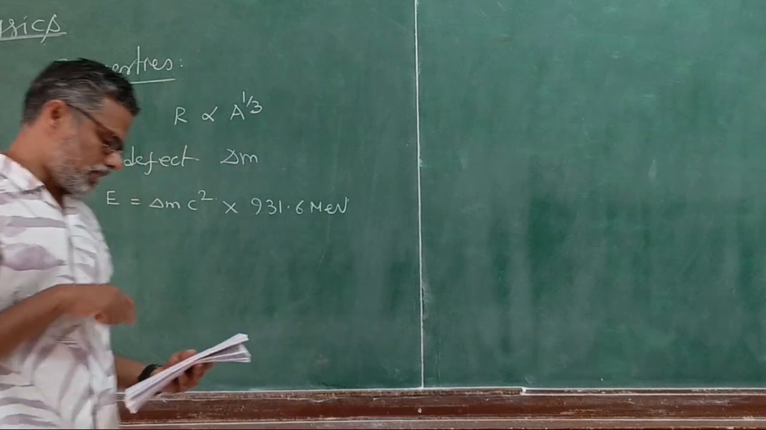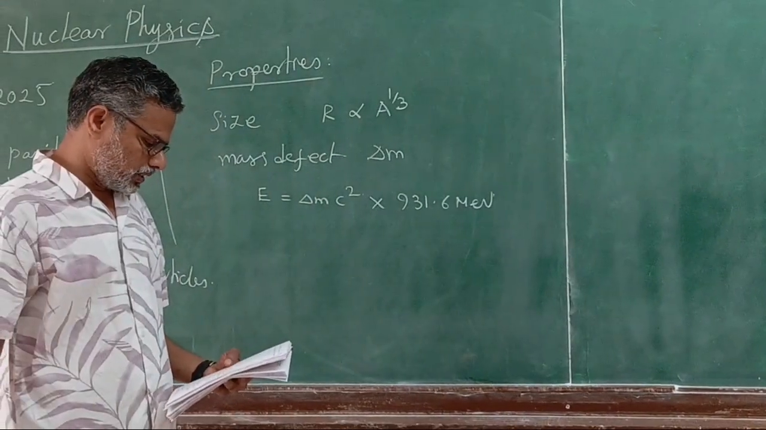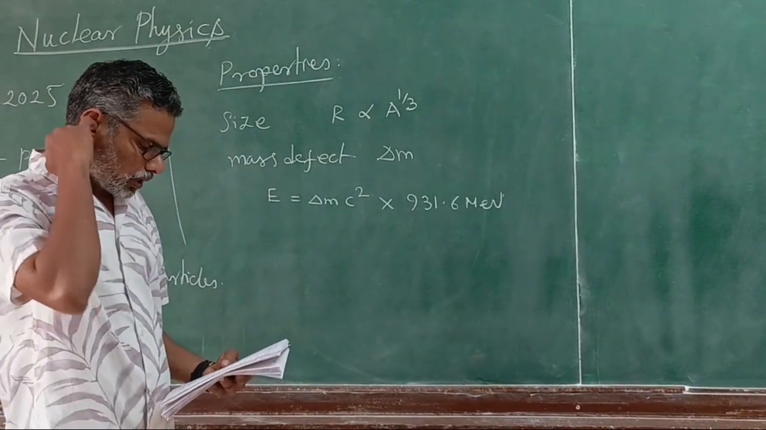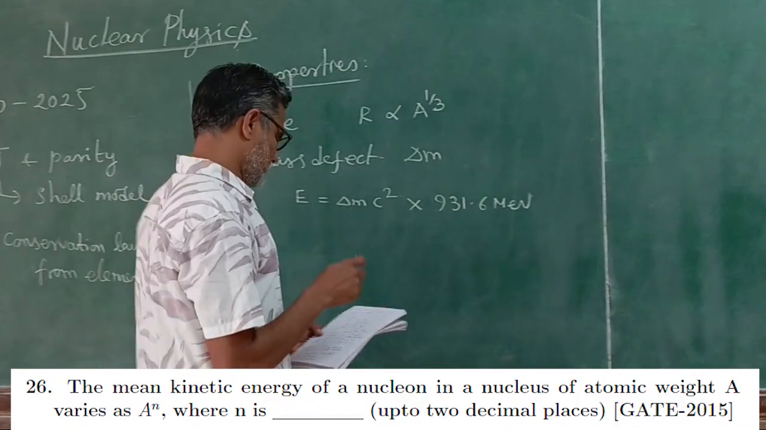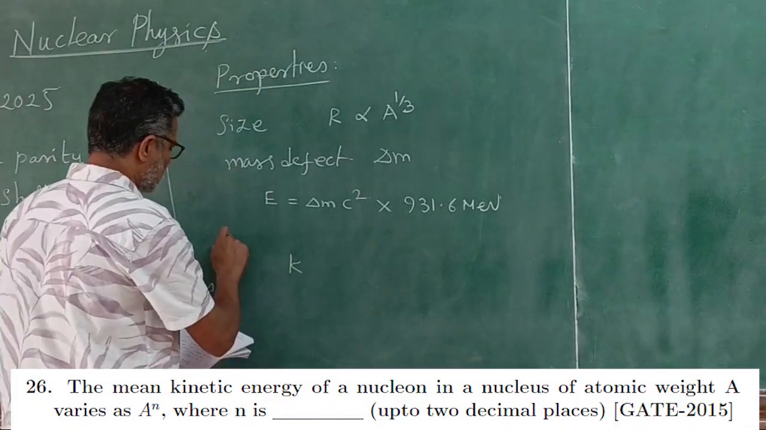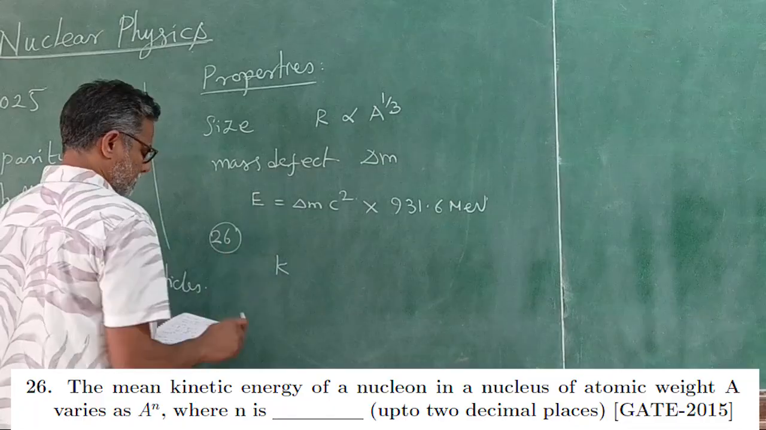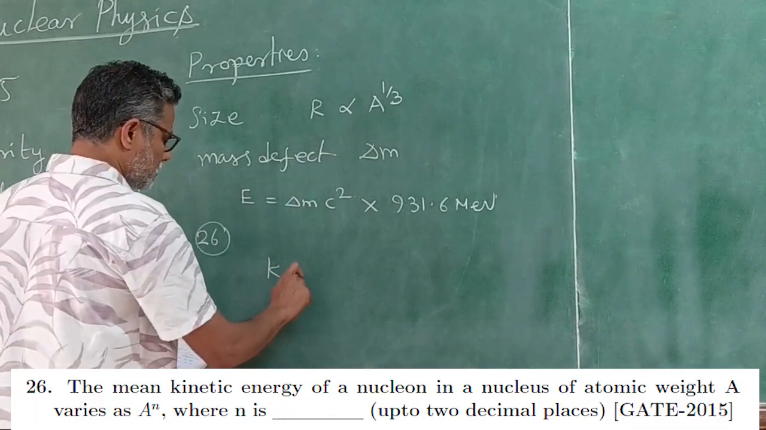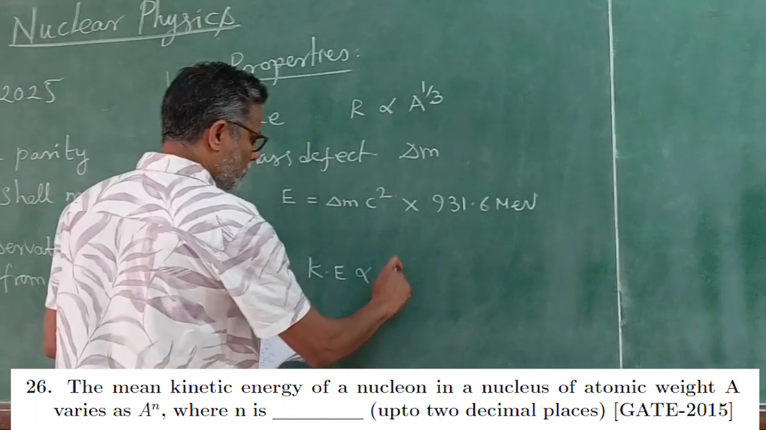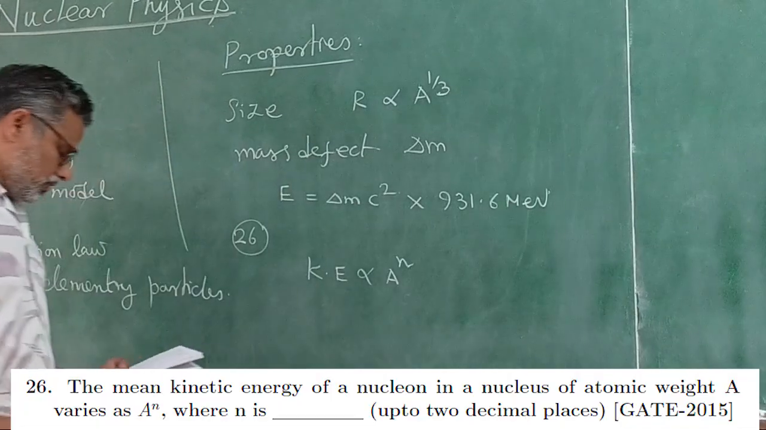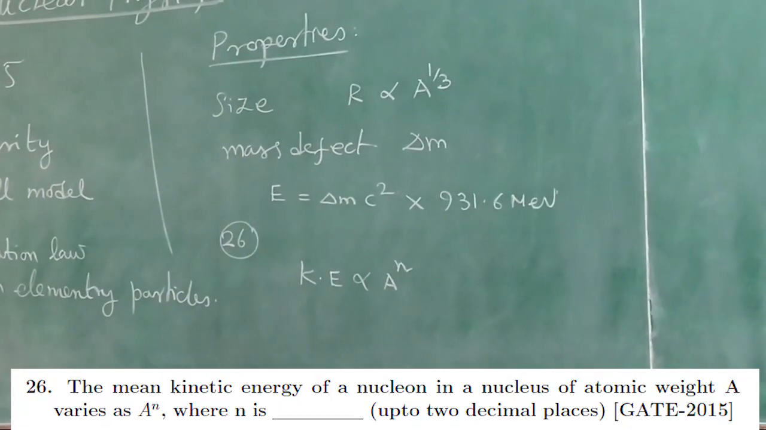The 26th problem: the mean kinetic energy of a nucleon in a nucleus of atomic weight A varies as A to the power of n. What is the value of n?